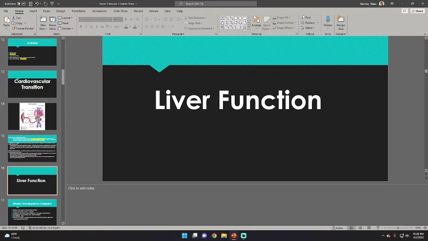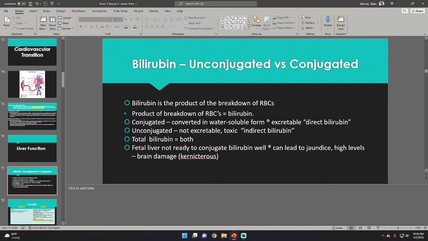Okay, going into liver function. With bilirubin, we have unconjugated and conjugated. Bilirubin is the breakdown of the red blood cells. We're going to be using the words jaundice, kernicterus, things like that in this. When it comes to conjugated blood, it's converted into water soluble.